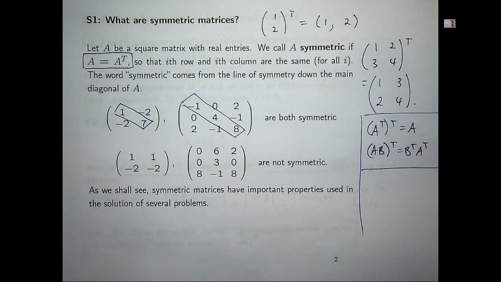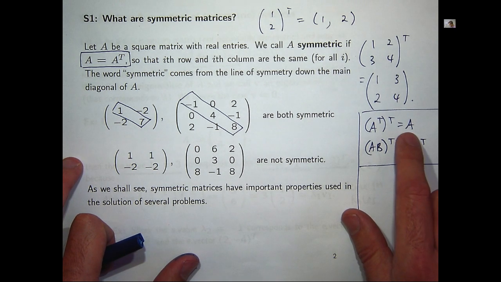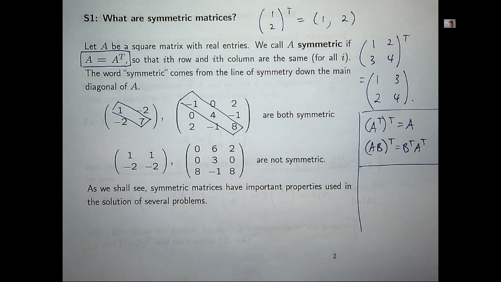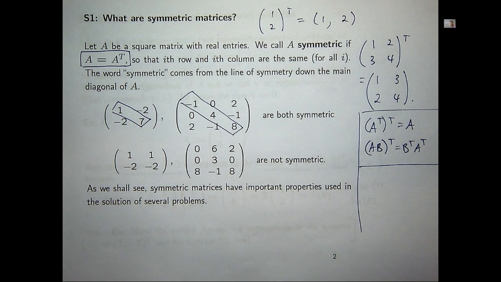Now the transpose has some nice properties, which I've just outlined down here. In particular, if you take the transpose of the transpose, then you return the original matrix. And if you take the transpose of the product of two matrices, so (AB) transposed is the product of B transpose with A transpose. Now, just remember that the order is important. When you multiply two matrices together, the order is important. So A times B, where A and B are matrices, is not necessarily equal to B times A.